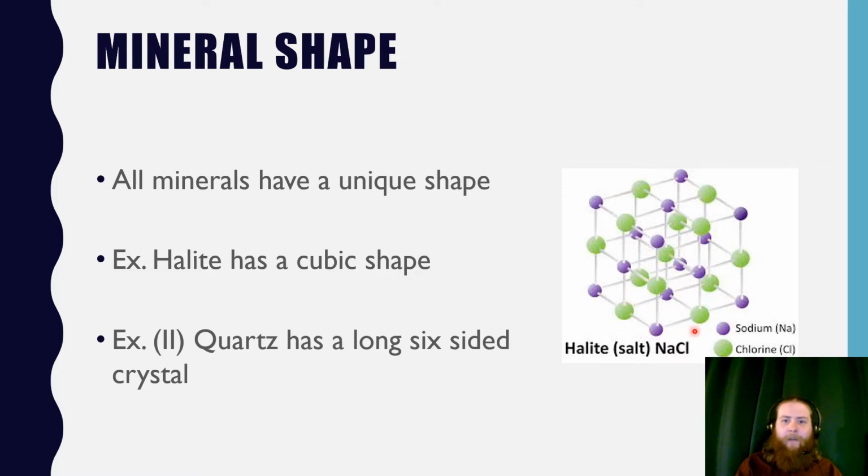Nice bonds forming here. And all minerals have a shape unique to them. Halite has this nice cubic shape. Quartz, on the other hand, has a very long 6-sided crystal. They look very different from each other.